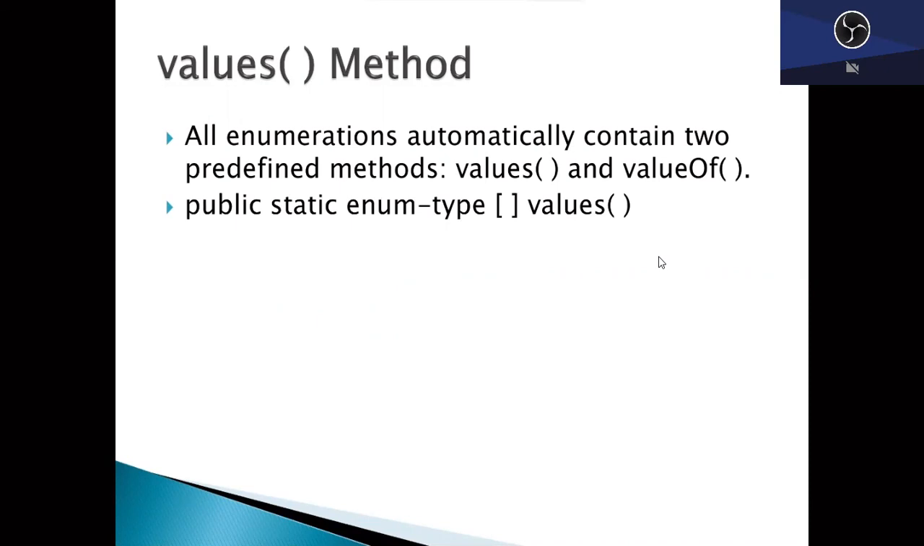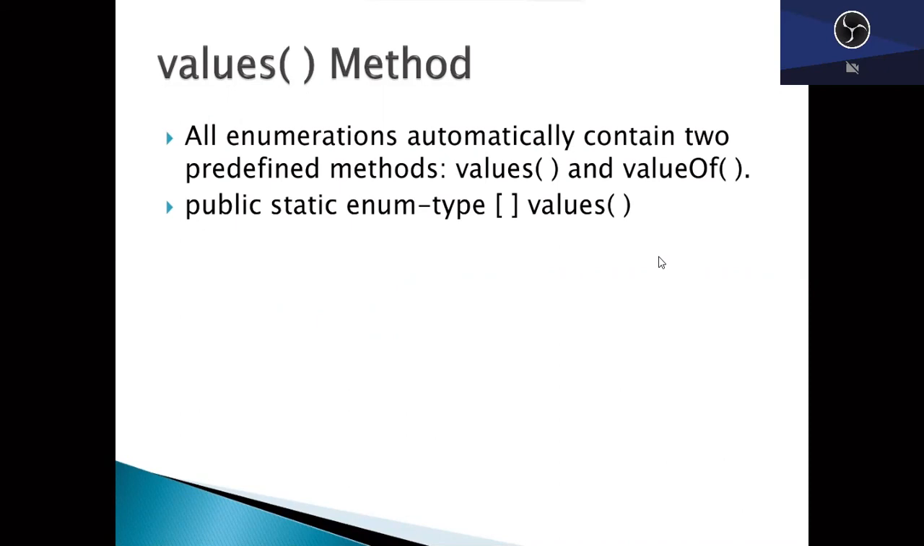This is the type: public static, then enum type, then you give values. It's an array, and values is a method. What you can see here is the enum type followed by square brackets. This is nothing but the return type of this method.